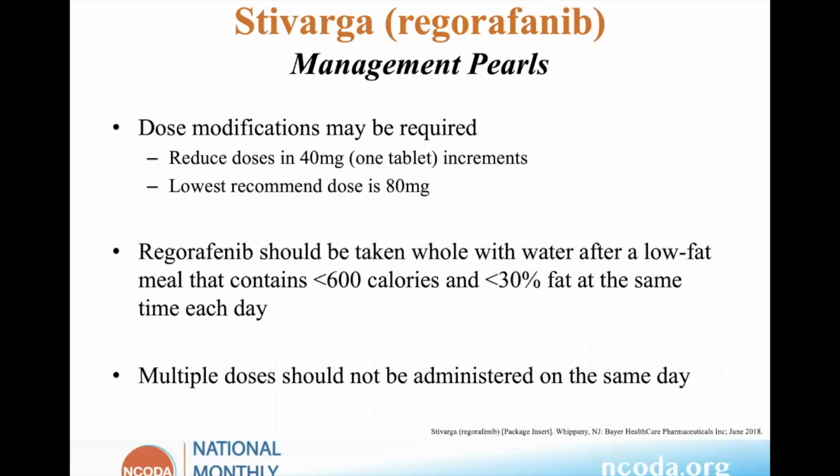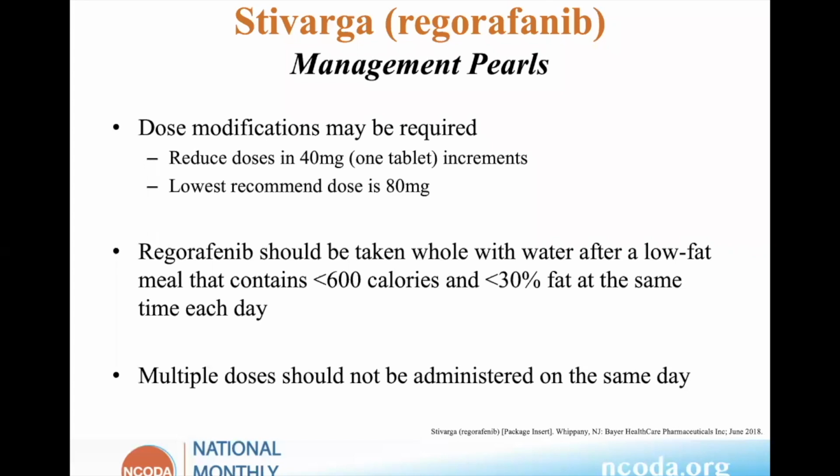Next slide, please. If patients do develop toxicities while on regorafenib, typically dose modifications or temporarily holding the medication are sufficient to manage these adverse effects. If dose modifications are done, doses are typically reduced in 40 milligram increments. Remember, these tablets are in 40 milligram tablets anyways, with the lowest recommended dose being 80 milligrams.